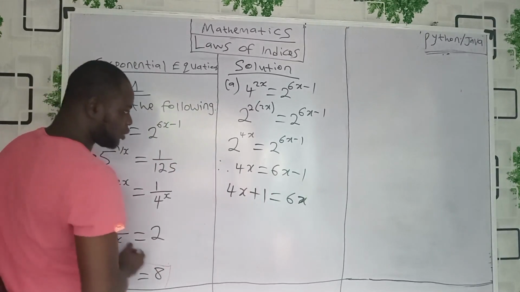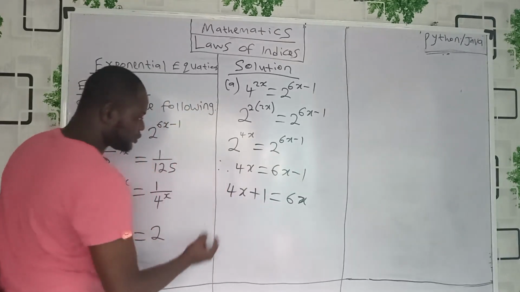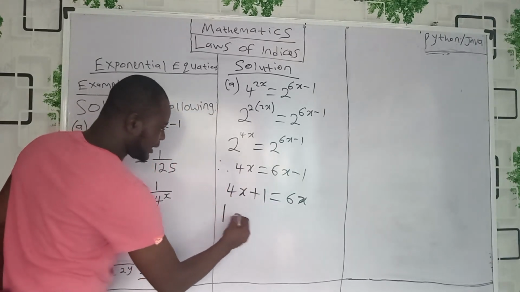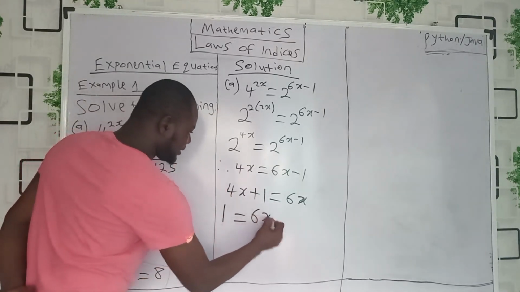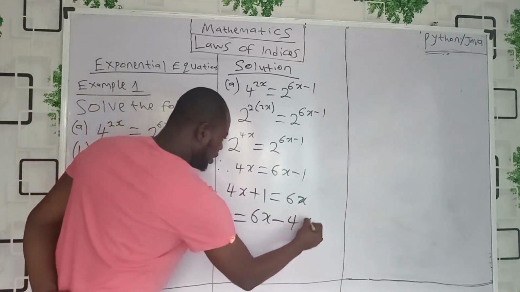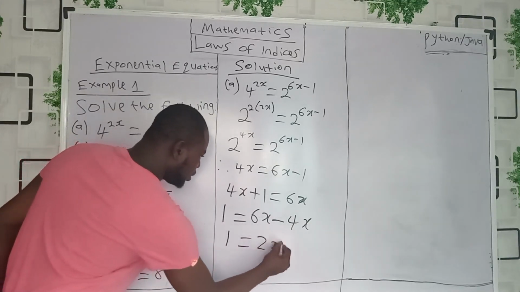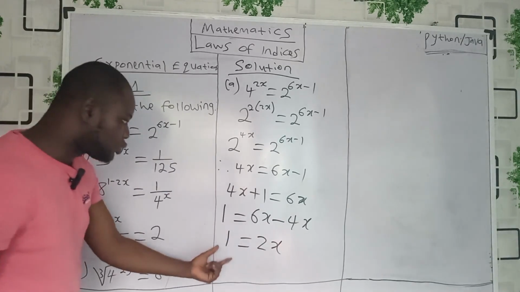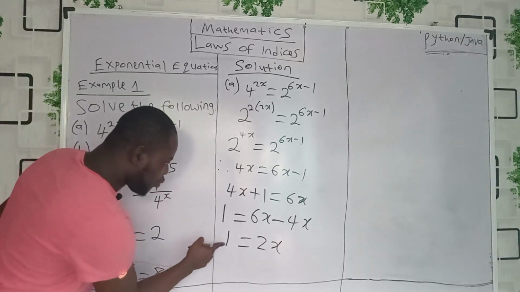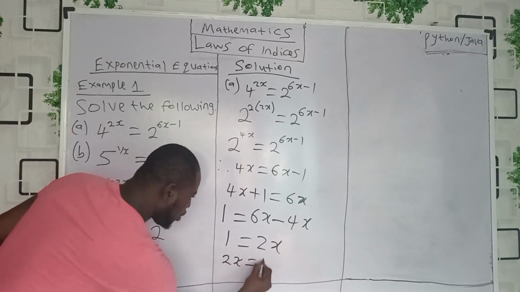Then after that, I can transfer 4x to that side. 1 will be in this side, and 6x will be there. When you transfer 4x to this side, it will become minus 4x. I will now have 1 is equal to 6x minus 4x, that is 2x. Please, I want us to know that when you say 1 is 2x, I can also write it as 2x is equal to 1.